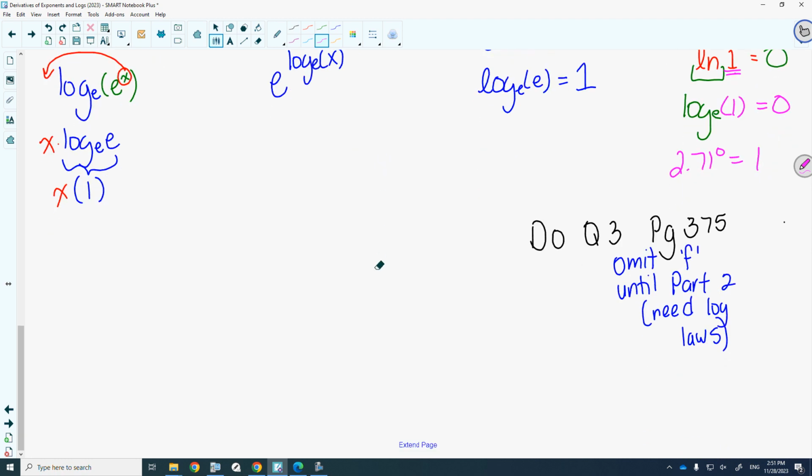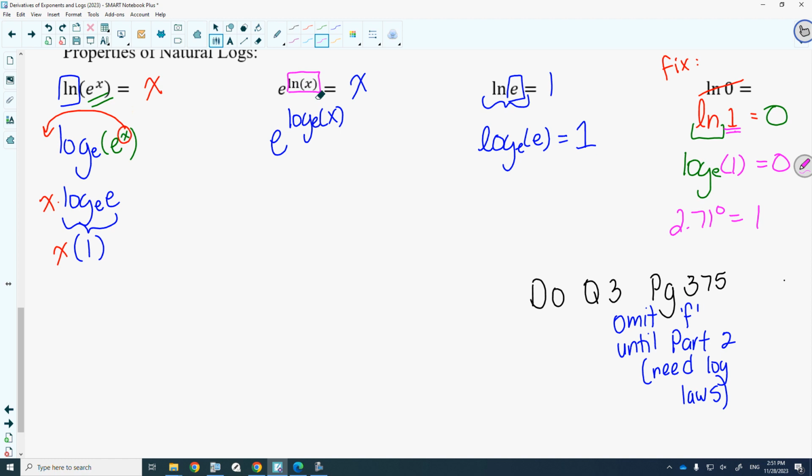Okay, so the only question you're doing is these type of ln natural log questions with base e. So it's question 3 on page 375. F I do want you to do after we finish part 2. You need to do log laws, which is in the second part of this lesson. We'll do log laws, which will be tomorrow. And then tomorrow we'll be doing derivatives. Lesson 3 will be the derivatives of logs. So this is just figuring out natural logs, base e.